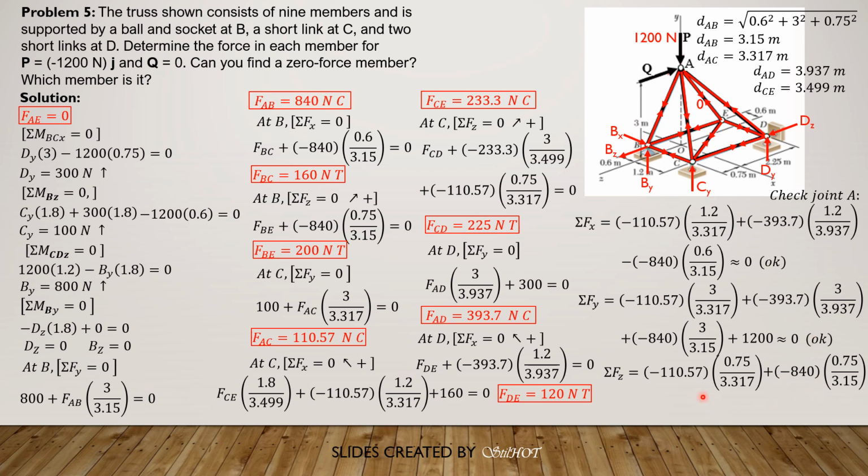So okay. Finally, summation forces along Z is equal to negative 110.53 times 0.75 over 3.317, the Z component of FAC. Then AB, negative 840 times 0.75 over 3.15 distance, or AB. Then minus FAD. FAD is negative 393.7 times 2.25 over 3.937. So computing that, it is also equal to 0. So that checks and verifies our answers.